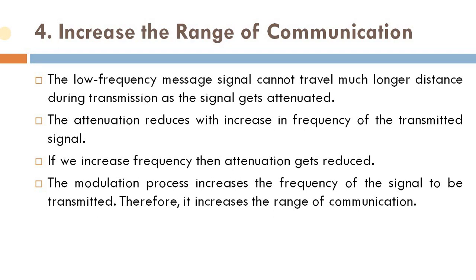Next, modulation increases the range of communication. The low frequency message signal cannot travel much longer distance during transmission as the signal gets attenuated. The attenuation reduces with the increase in frequency of the transmitted signal. If we increase frequency, then attenuation gets reduced. The modulation process increases the frequency of the signal to be transmitted. Therefore, it increases the range of communication.